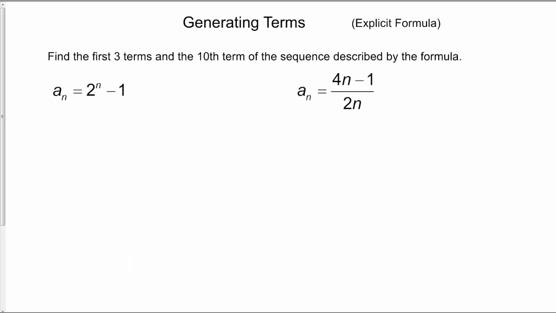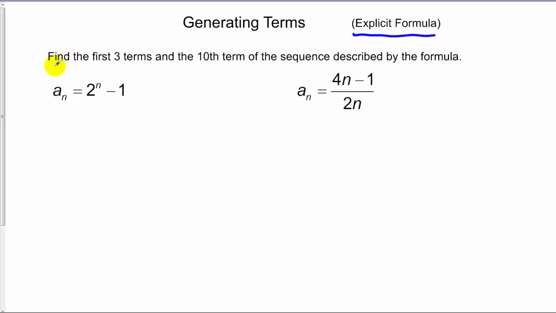If I want to generate terms in a sequence, I need a formula to do that with. And I think the easiest formula to work with is something called an explicit formula, because what an explicit formula does is it allows you to pick the term that you want in the sequence, plug its associated number in, and get that item out.